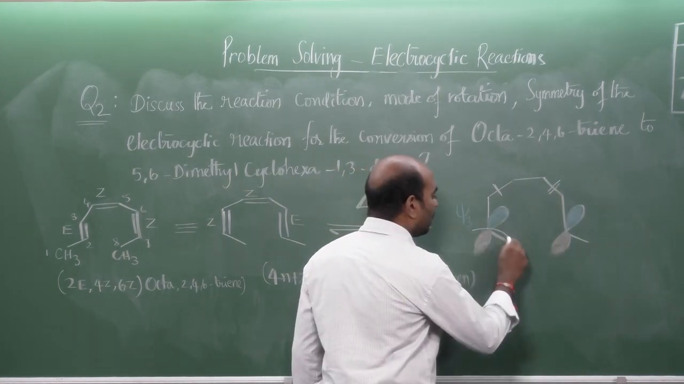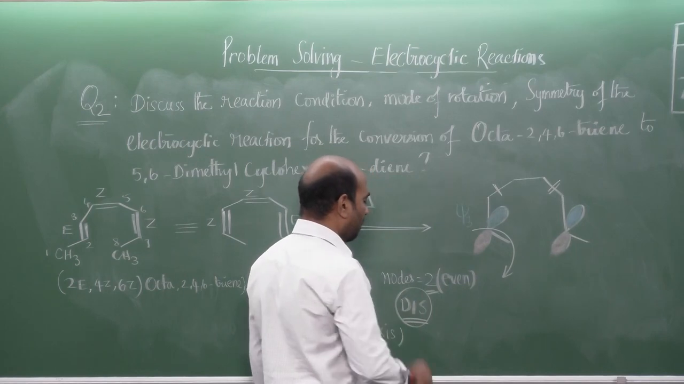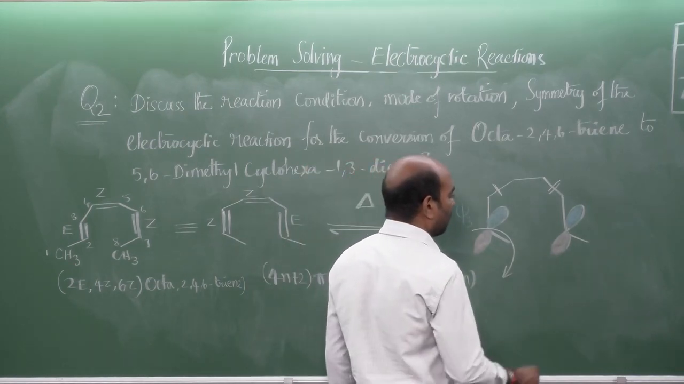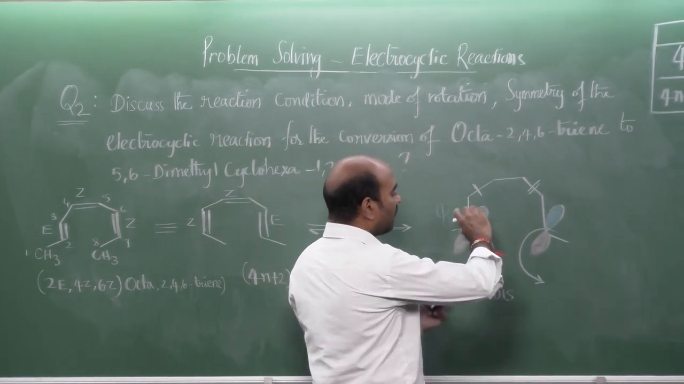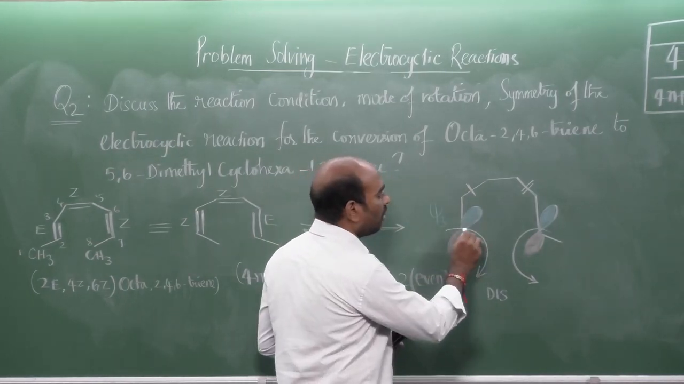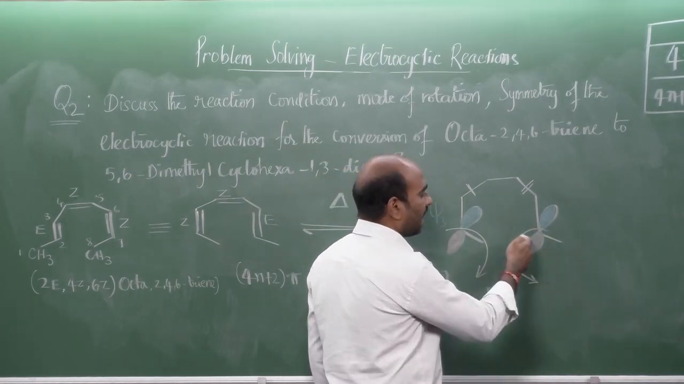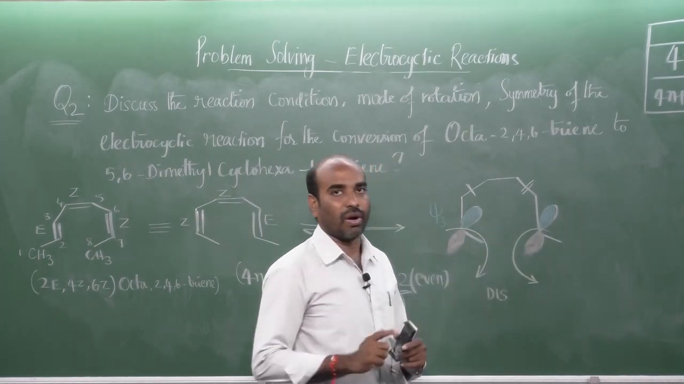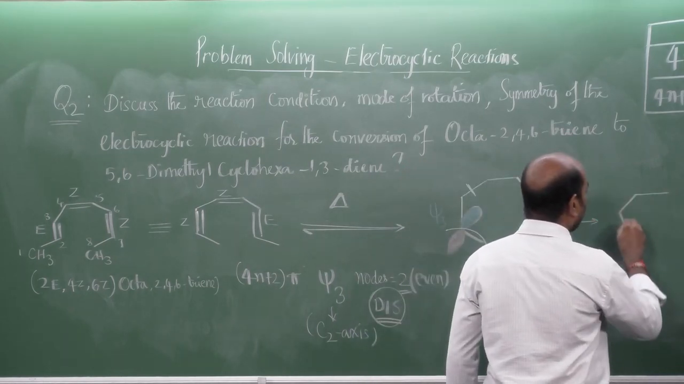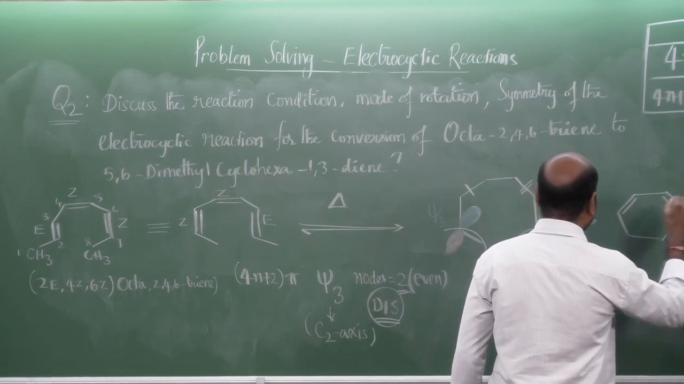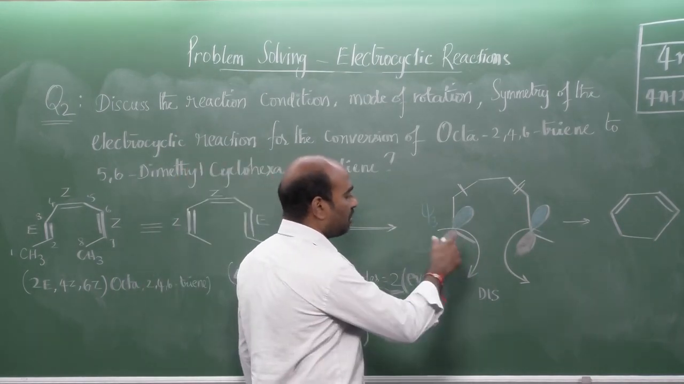So perform the disrotatory mode of rotation, because as per the selection rule, the disrotatory mode is allowed for this system. So, disrotatory mode of rotation. When you rotate it clockwise 90 degrees, this positive lobe comes here, and then when you rotate the other end anticlockwise, this positive lobe comes here for bonding approach. Therefore, you will get a bonding mode, and then the product will be like this. So it is a hexadiene, and then coming to the substituents.